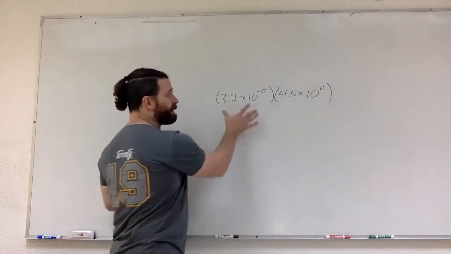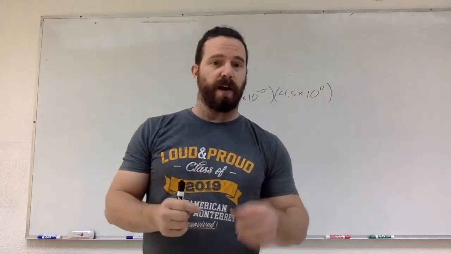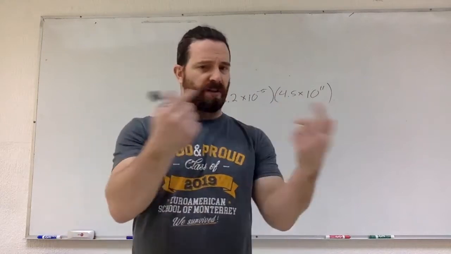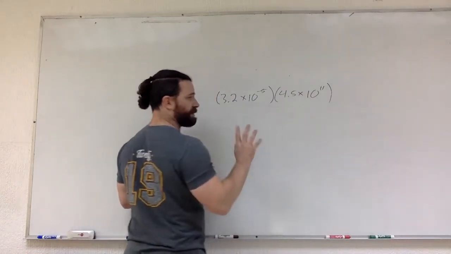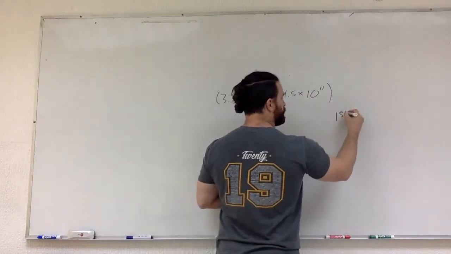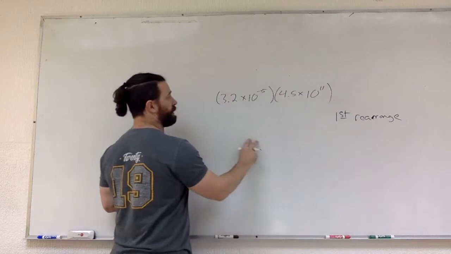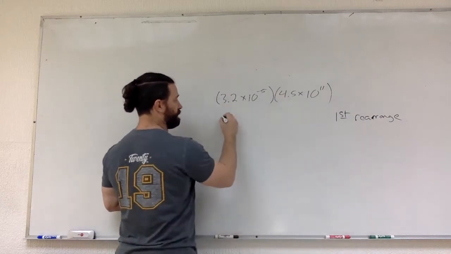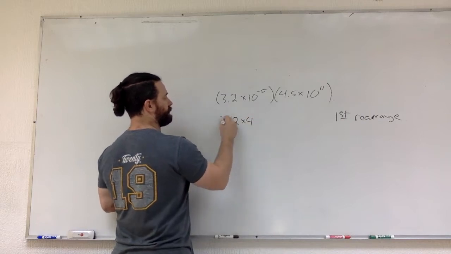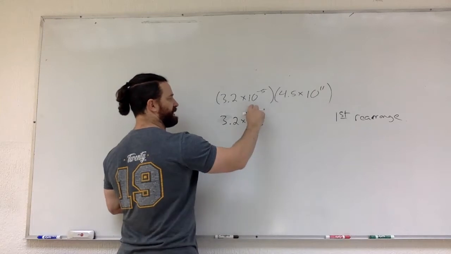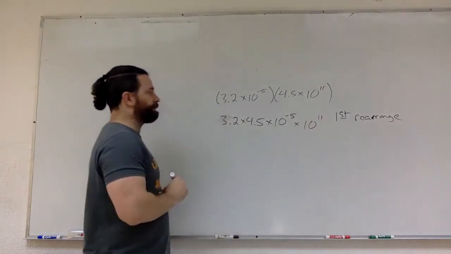So since everything here is being multiplied, multiplication can be done in any order. If you have 4 things being multiplied together, you can change the order of them and multiply it any way you want. So we're going to change the order here. So that's your first step. Step 1, first, rearrange. So I'm going to multiply 3.2 with 4.5. And then I'm going to multiply 10 to the negative 5th times 10 to the 11th.